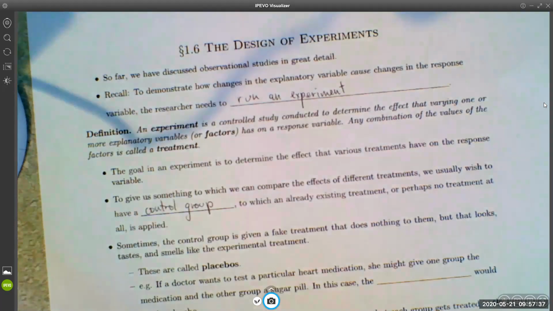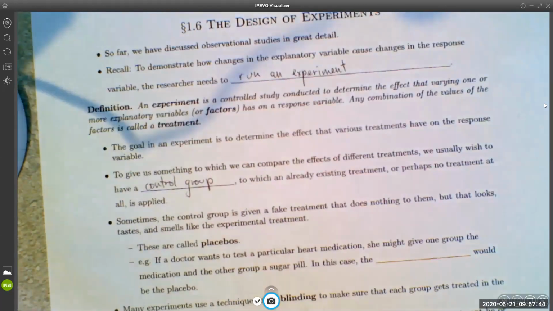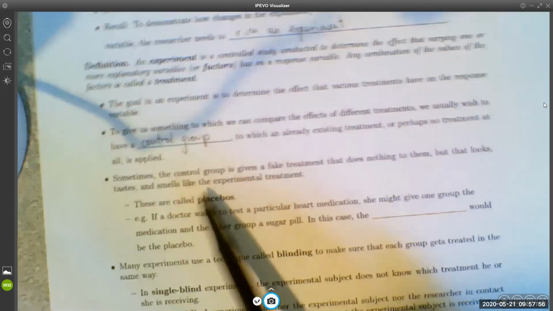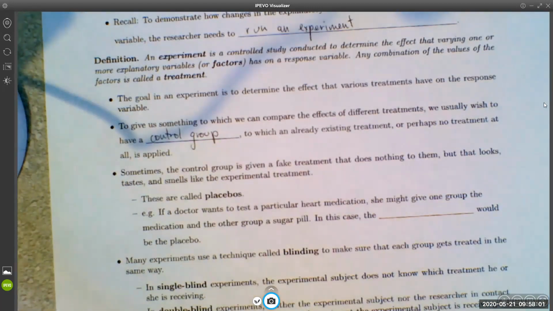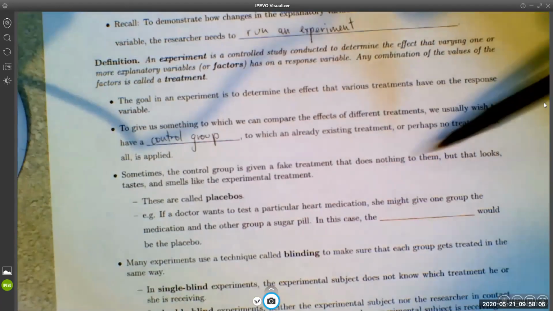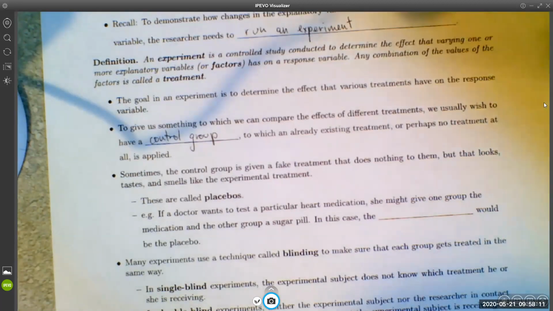Now, for best results, the control group shouldn't realize that they are the control group. If you can make it so that the control group doesn't know that they are the control group, then that's going to give you the best possible results, right? So sometimes the control group is given a fake treatment to trick them into thinking that they're actually receiving some kind of treatment. It doesn't do anything, but it looks, tastes, and smells like the experimental treatment. And these are called placebos.